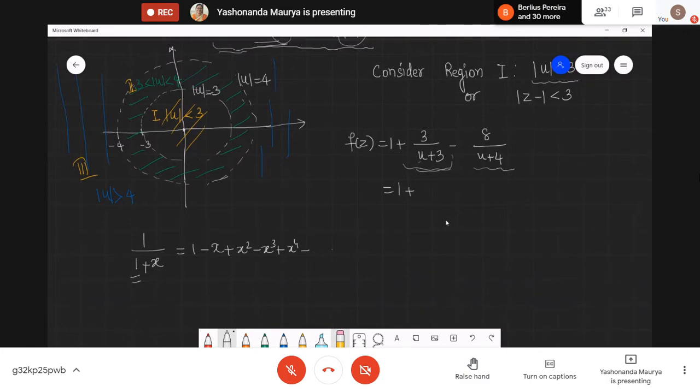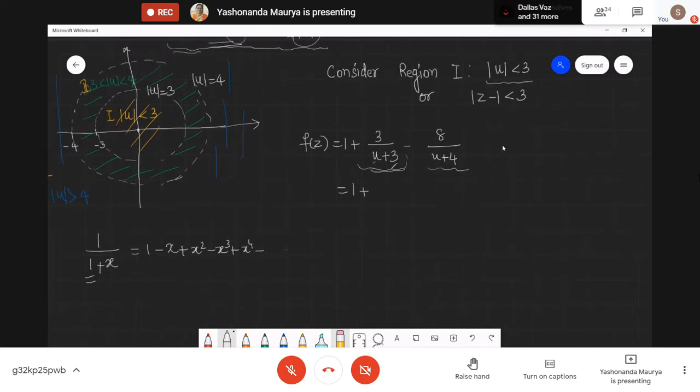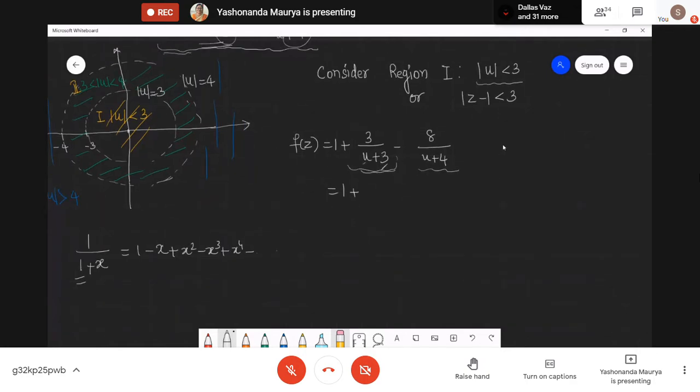Either I have to take out u common or I have to take out 3 common. So what should be taken out common over here? Observe the region. The region is what? Mod of u is less than 3. It means mod of u divided by 3 is less than 1. So 3 should be taken out common. So it will be 3 upon, I'll take 3 outside, so it will be u by 3 plus 1.